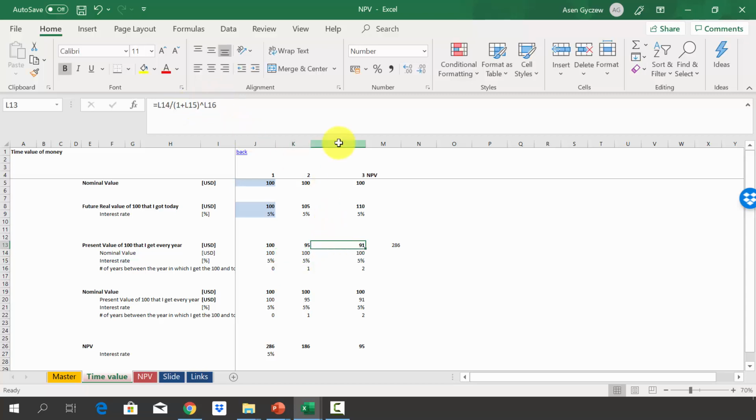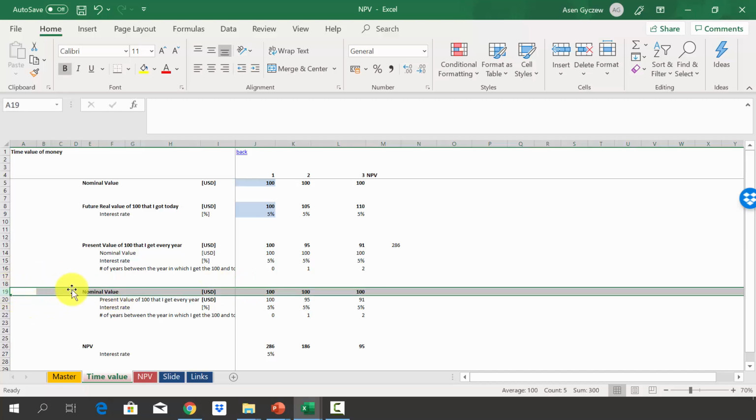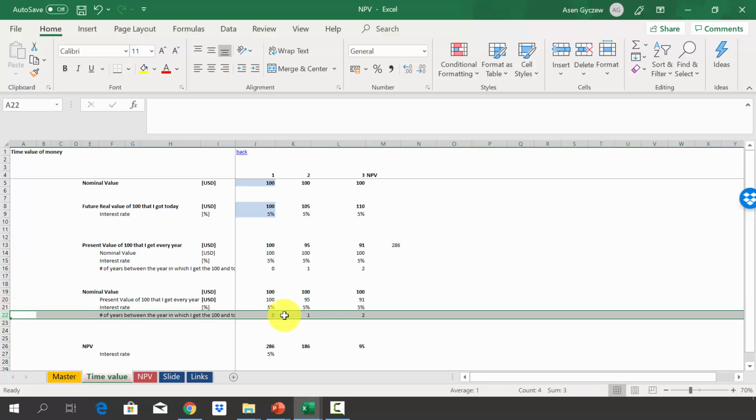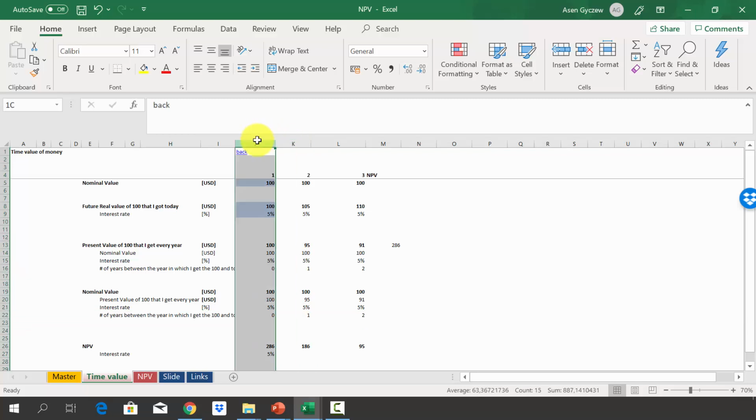And in column L, we've got 91 because we have 2 years between year number 3 and year number 1. You can also try to go back to the nominal value. This is what we did in row number 19, using the formula I've shown you in the slides. So we take the present value, multiply it by 1 plus interest rate, to the power of the years that have elapsed between the year in question, so in this case year number 2, and the base year. So from 95, we go back to 100, and from 91 in 2 years, we go to 100 as well.